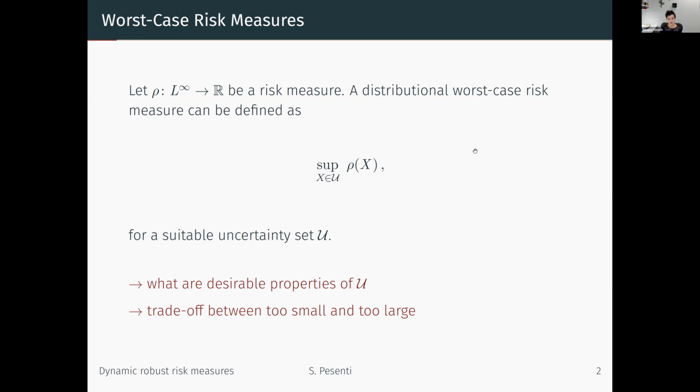So the question then is, how do we specify or characterize such an uncertainty set? And of course, there's a trade-off between the uncertainty set being too small or too large. If it's too small and just a singleton, then we don't robustify anything. We just calculate the risk of our random variable. If U contains too many distributions, then the supremum is fairly large, or even plus infinity. So it's an art of trying to find a good way of characterizing or quantifying such an uncertainty set.